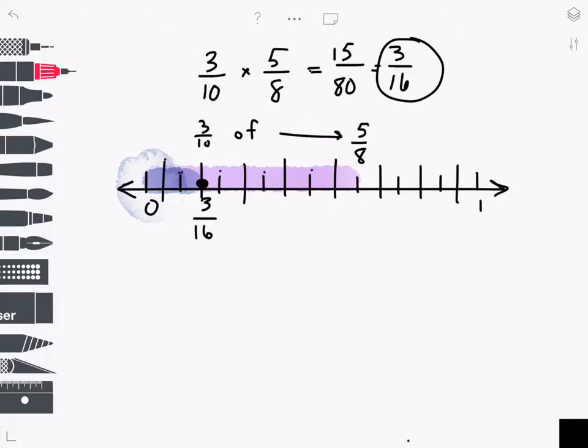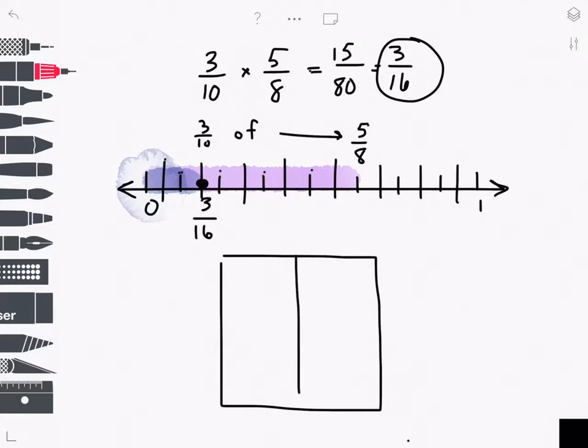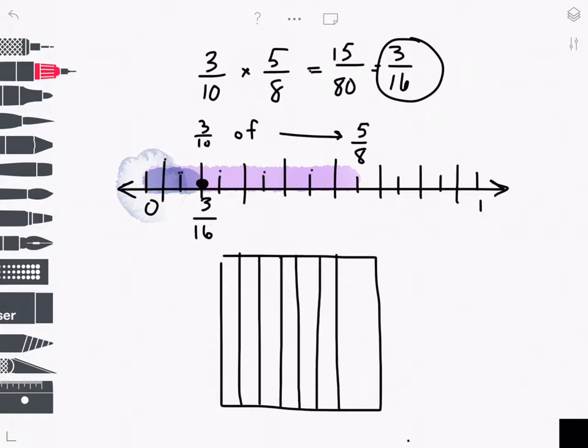I can also model this problem using an area model. To do that, I'll start by making a rectangle, and again, I'm looking for 3/10 of 5/8, so I'll segment this rectangle up into eighths. So half, fourths, and eighths.